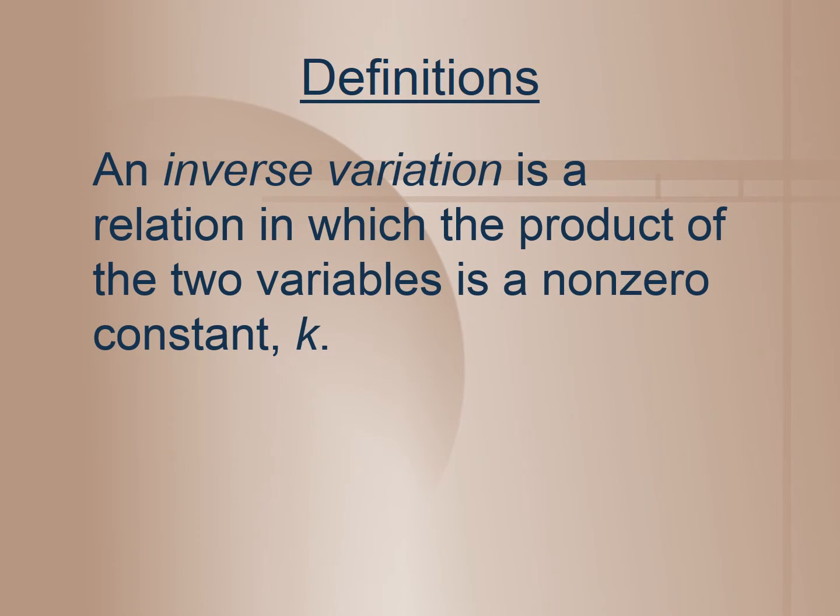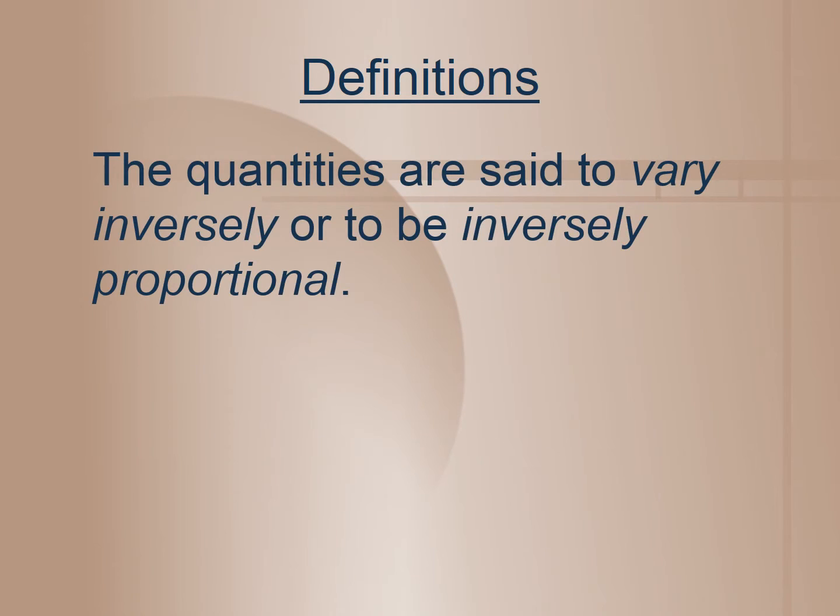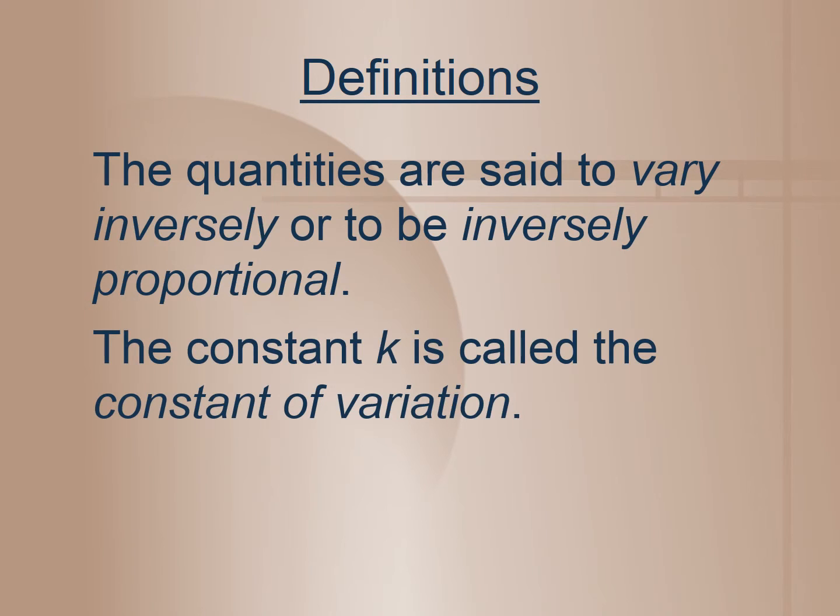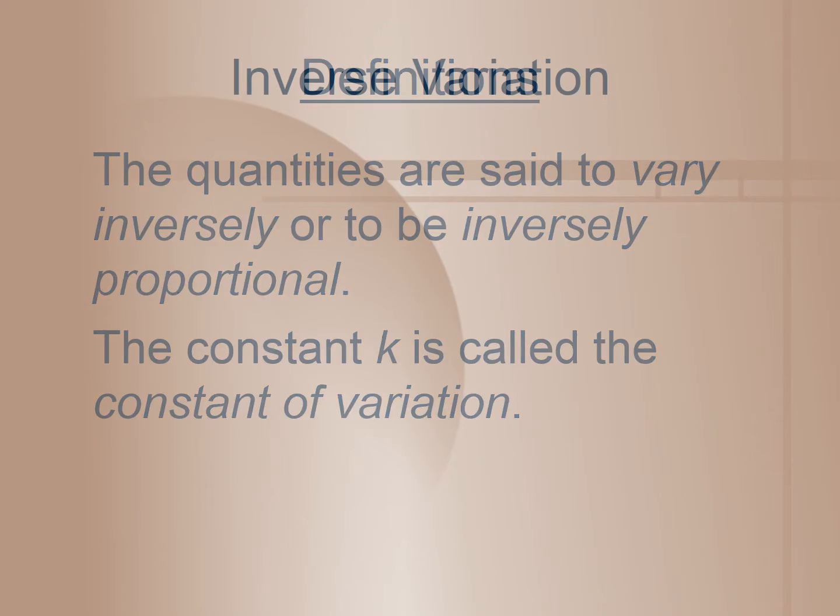So an inverse variation is where the product of the two variables is our constant k. It'll look like this: x times y equals k. In order to see if it's an inverse variation, we take a look at the x's and y's and look to see if we still get the same number when we multiply them together. That's how we find our k value. We say that those variables vary inversely, or they're inversely proportional, and the constant k is still called the constant of variation.